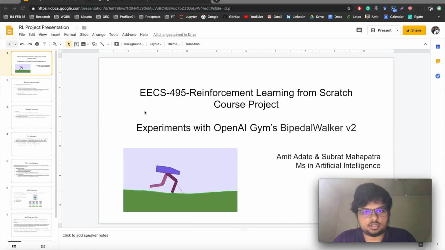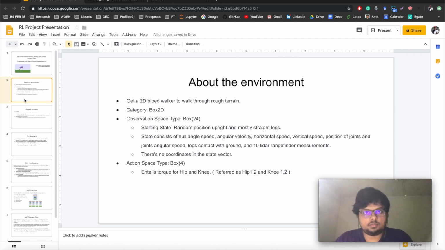This project is called Experiments with OpenAI Gym's Bipedal Walker V2 environment. Let me begin by telling you about our environment and the approach we took. Our environment is built on top of the Box2D physics engine. Our input observation space is of 24 dimensions.